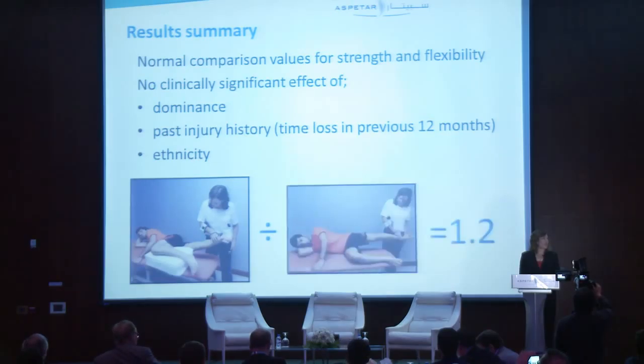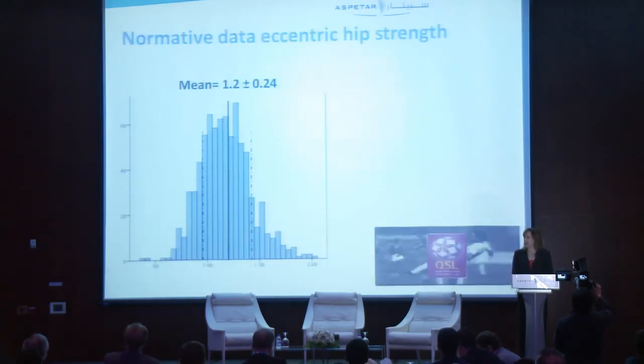Another interesting finding was that adduction was about 20% stronger than abduction when measured with this testing. So a normal ratio of 1.2 was found for this football cohort. And what does this mean?